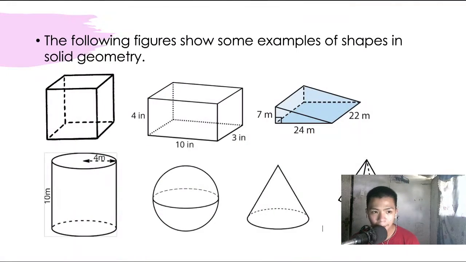The following figures show some examples of shapes in solid geometry. Take a look at the sample pictures. Do you see the cube, the rectangular prism, the prism, the cylinder, the cone, the pyramid, and the sphere? So, next slide.